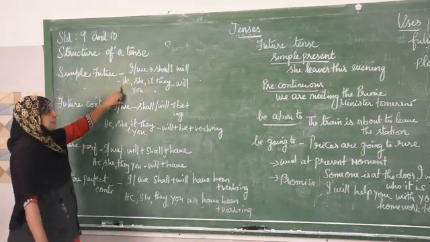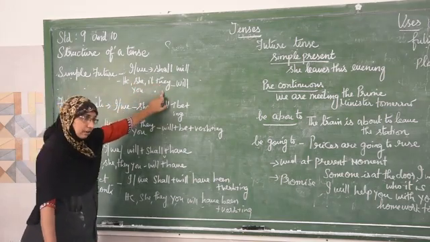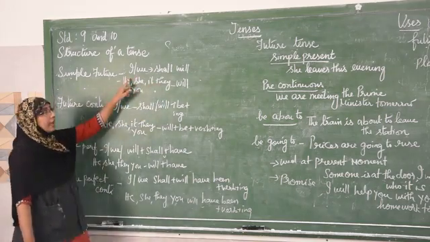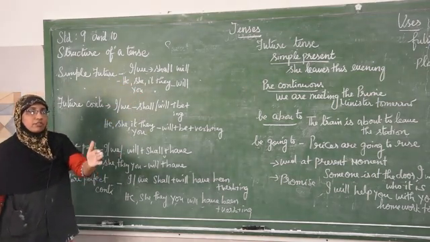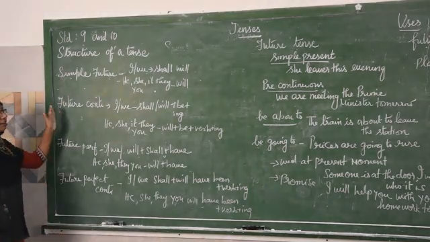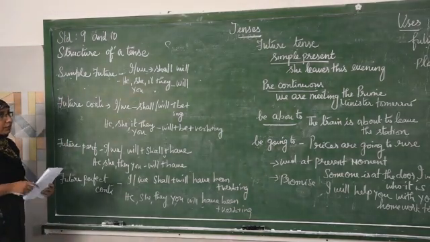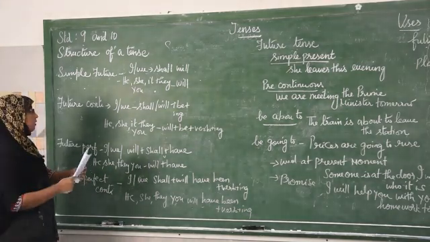Then for the third person, he, she, it, they, or the second person, we use will. For example, I will write the test tomorrow. So it indicates an action which is going to take place in the near future. Then future continuous. It refers to an action which will be continuing in the future. Clear? It will be going on in the future here.